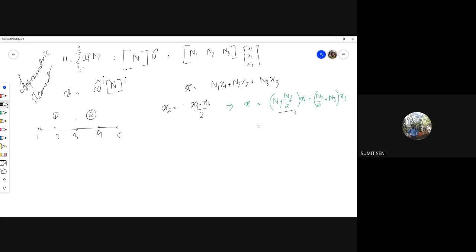What is the value of this? x1/2 times (1 minus xi) plus x3/2. Okay. Are you getting something like this? Yes. Okay. If you notice this carefully, these are the shape functions from the bar element with two nodes, that is linear bar element.